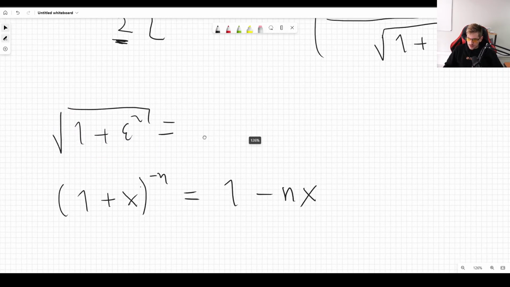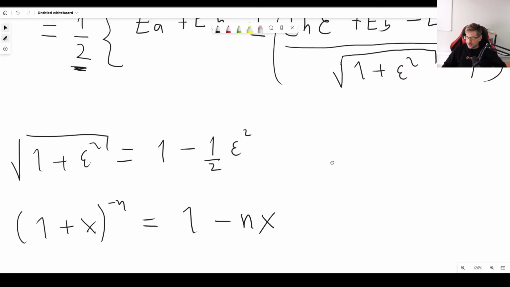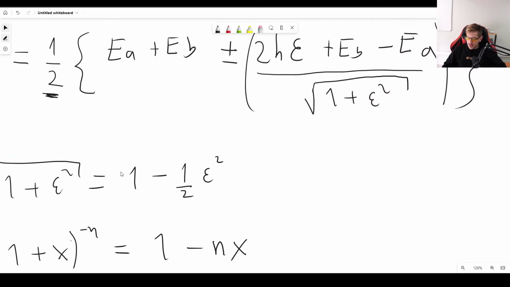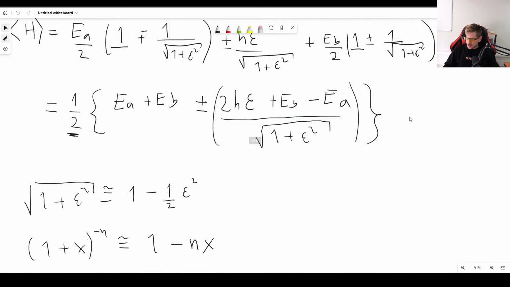Okay, so now let's do that. So we get 1 minus, and what is n? n is 1/2. Well, it is minus 1/2, the exponent, but in this case, n is 1/2, right? The minus is already in front. So minus 1/2 times epsilon squared. So this is what we get. It is basically the same. It is a very good approximation. So we can plug this in here.